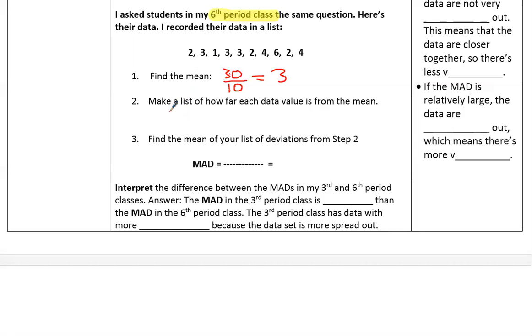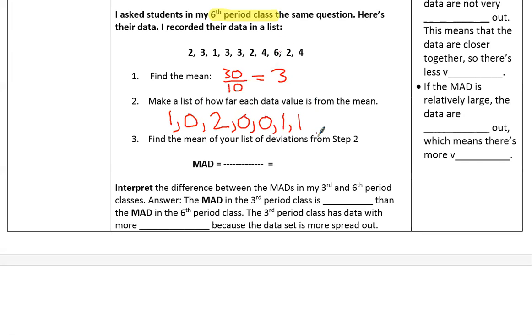2 is 1 away from 3. How far is 3 from 3? 0. How far is 1 from 3? 2. How far is 3 from 3? 0. How far is 3 from 3? 0. How far is 2 from 3? 1. How far is 4 from 3? Also 1. Am I going to use negative numbers? No, it's mean absolute deviation. Absolute as in absolute value.